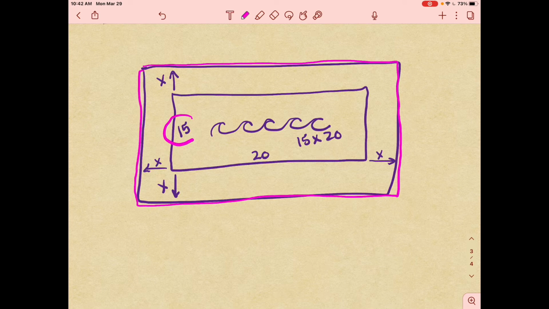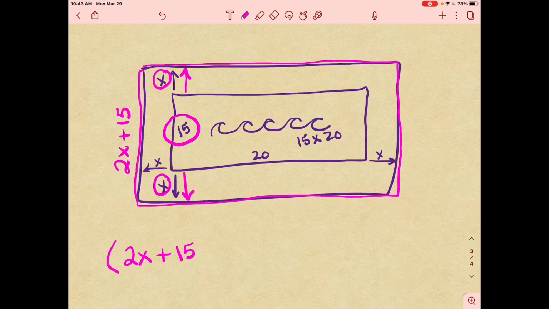Well, I have 15 plus an X plus another X. So, X and X is 2X. So I could call this 2X plus 15. And that is my new dimension right there, okay? And then I can look the other way. I have 20 all the way across here, but then I need to go out X and another X. So that's another 2X. So an expression for this might be 2X plus 20.